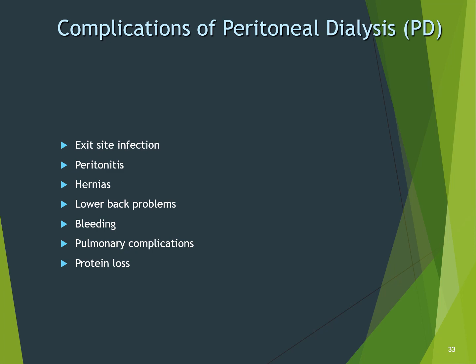Complications of peritoneal dialysis: exit site infection, peritonitis. So if you think you have a direct line into the abdomen, what happens if we have some kind of infection go in through? That's why it's a very sterile technique to hook up this dialysis machine. It can cause peritonitis, or the infection in the full bowel, which is life-threatening. Can also have hernias, lower back problems, bleeding, pulmonary complications, and protein loss.